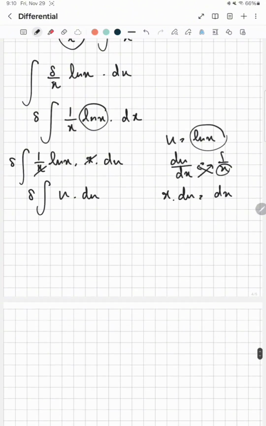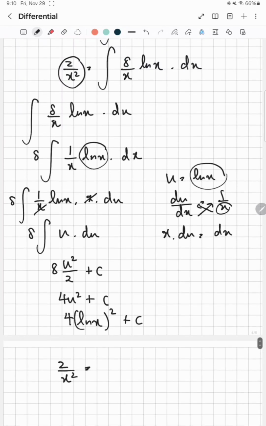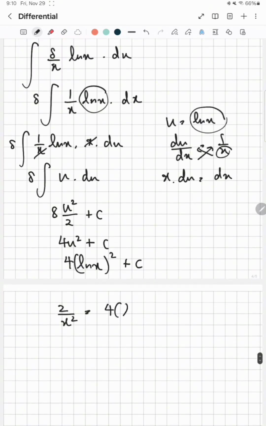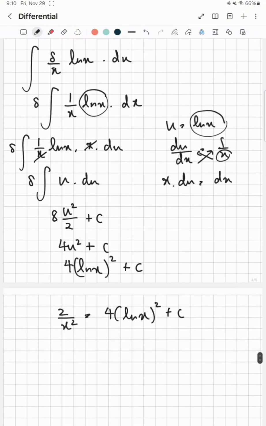And the integration of u is u squared over 2 plus c. And this into 8, so it's 4u squared plus c. So you can write your answer as 4 (ln x) squared plus c. So then we write z over x squared equals 4 into (ln x) squared plus c.